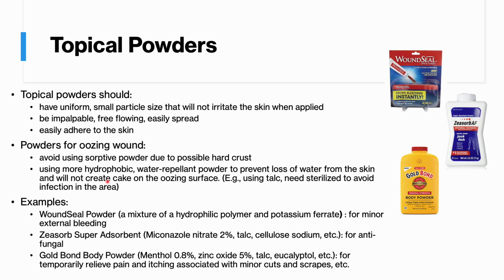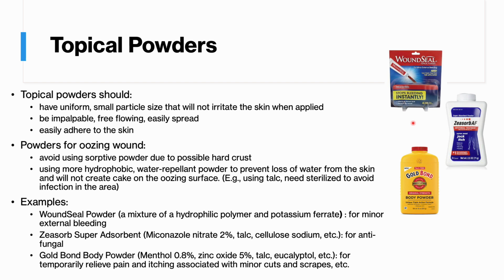Use a more hydrophobic, water repellent powder. This will help to prevent the loss of water from the skin and will not create any cake on the oozing surface. Example, using talc as a kind of absorbent. And if the powder is used for an oozing wound, the powder needs to be sterilized to avoid any infection in the area. There are some examples of topical powders.